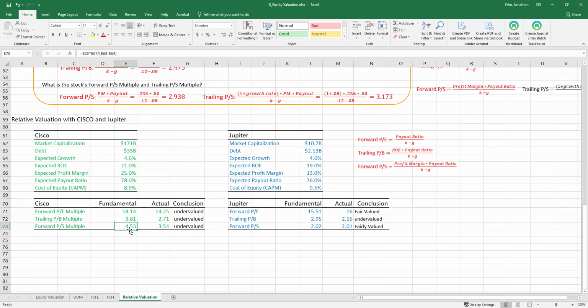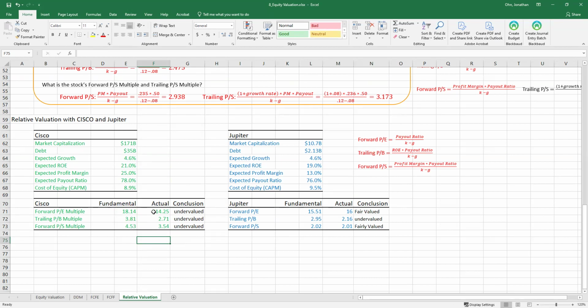And then the next step is, as I said, this is the theoretical, fundamental value of these relative multiples. After calculating this, you compare it to the actual value using the actual price. Now look at this: in all these ratios, the stock price is in the numerator, right?